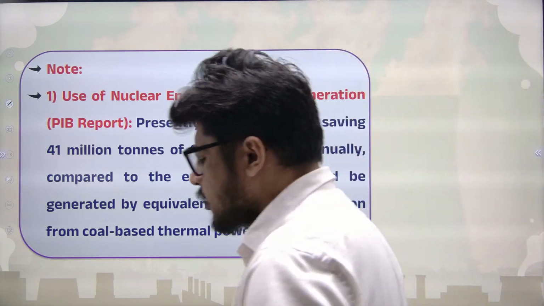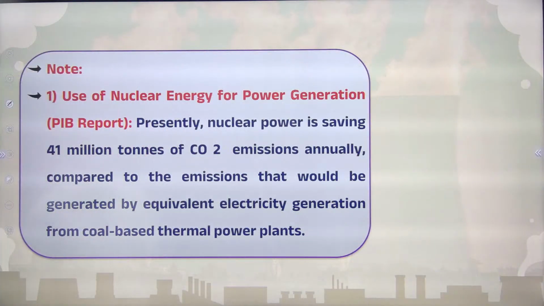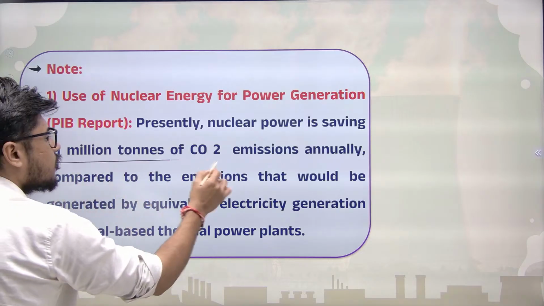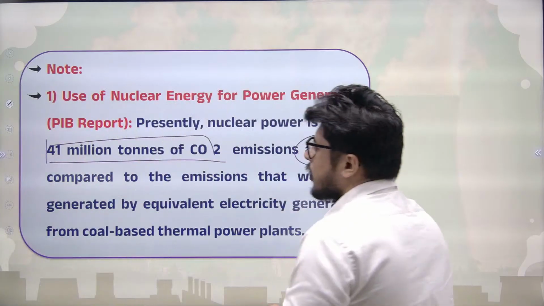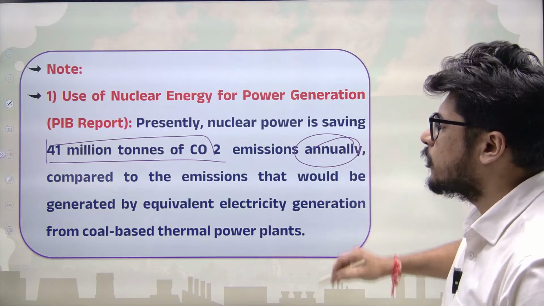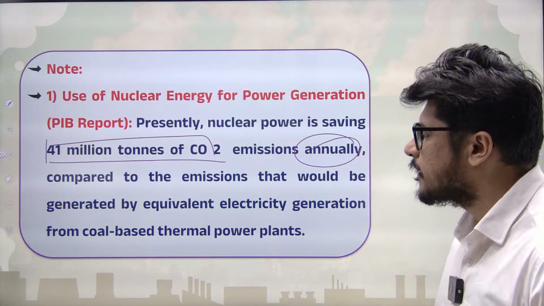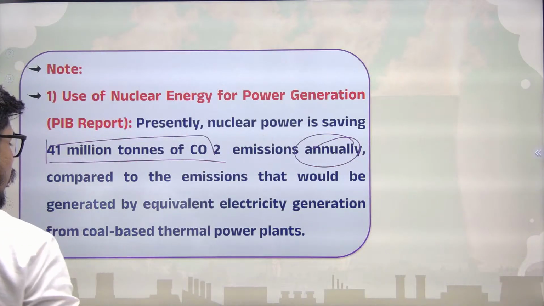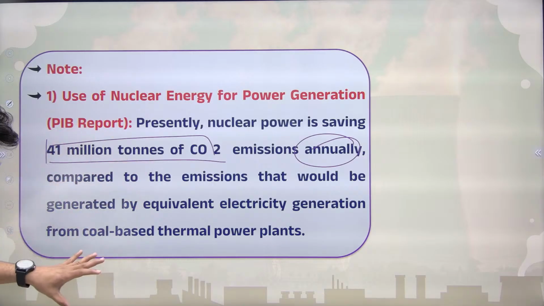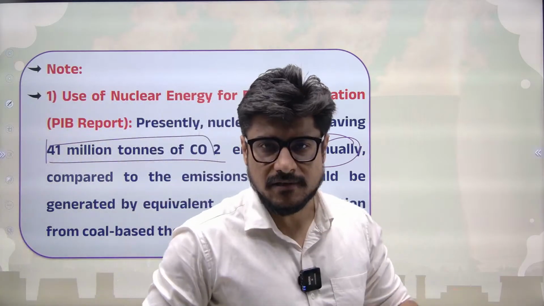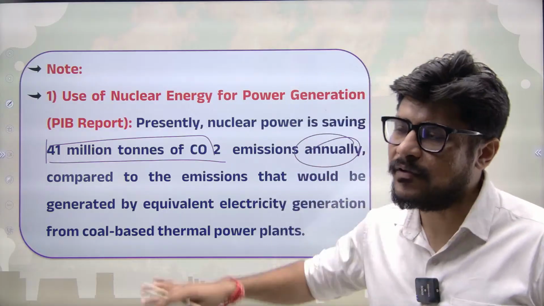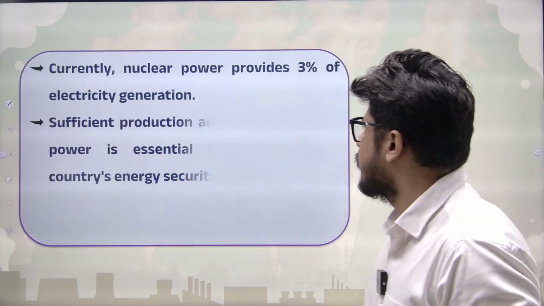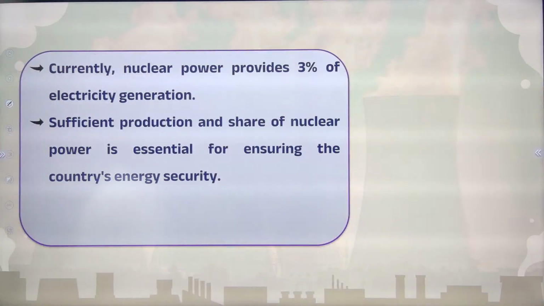Currently, with the help of nuclear power plants, we can save around 41 million tons of CO2 emission annually, compared to the emission that would be generated by the equivalent electricity generation from coal-based thermal power plants. If we had used thermal power plants to create the same amount of electricity, we would have generated 41 million tons of CO2, but we have saved it. Currently, nuclear power provides around 3% of electricity generation.